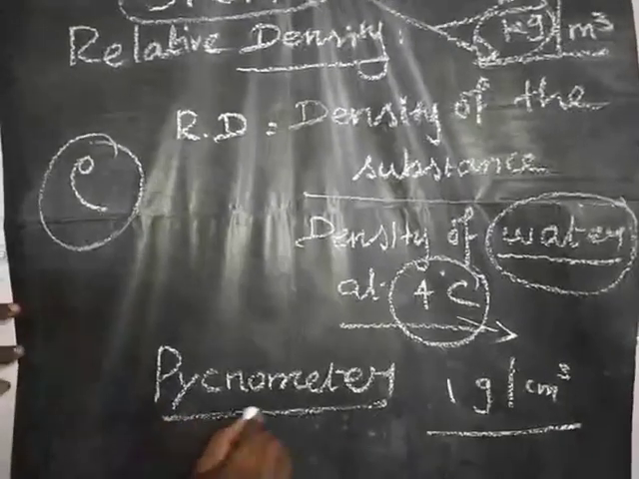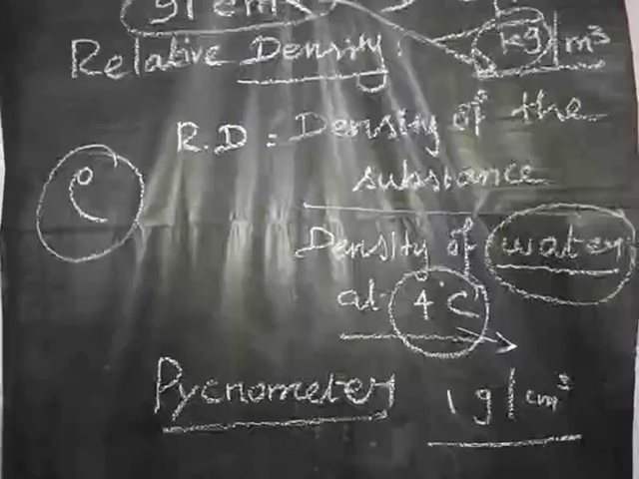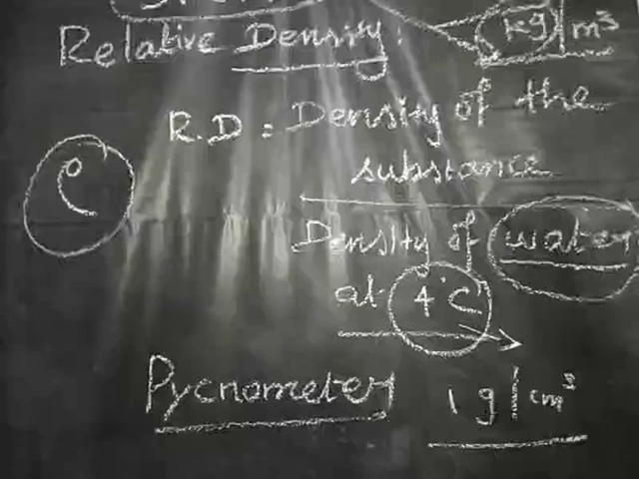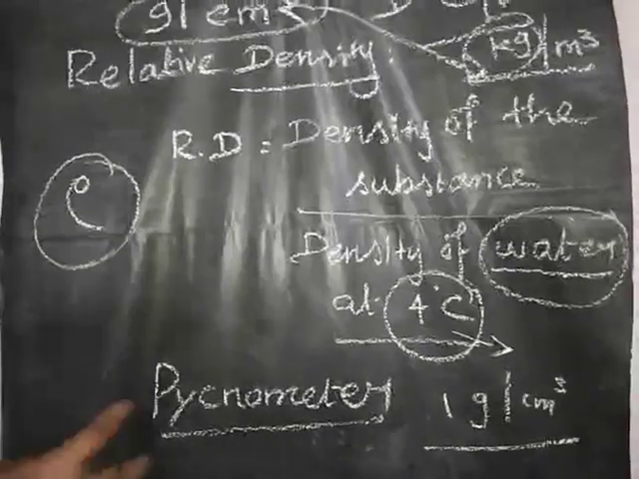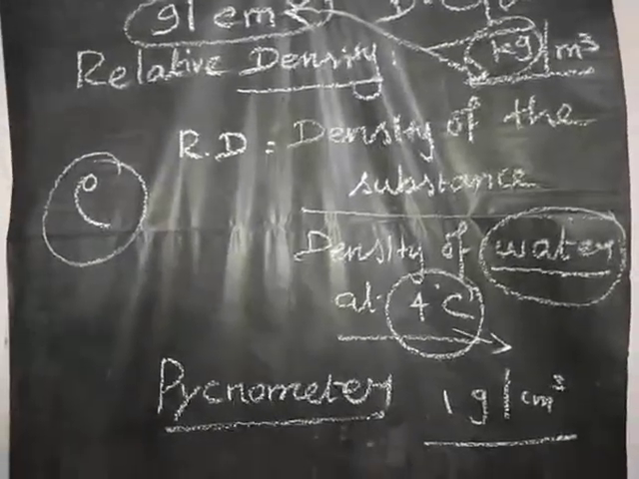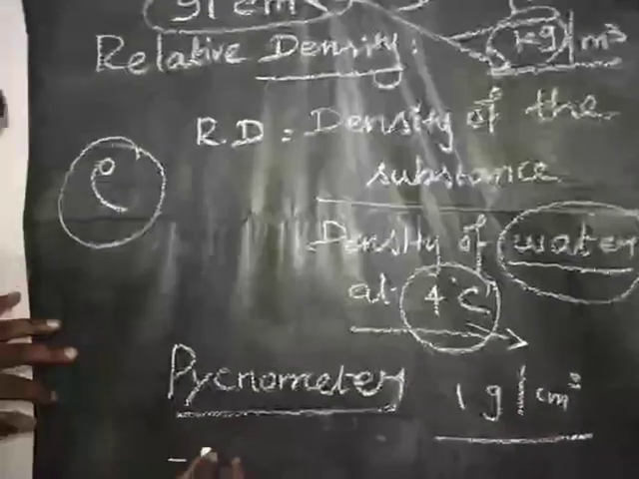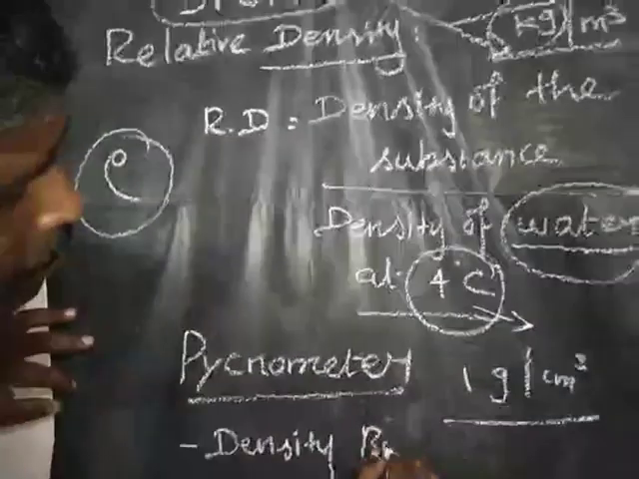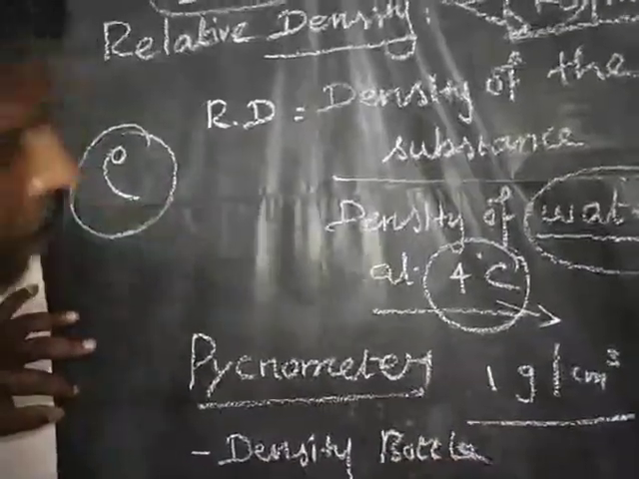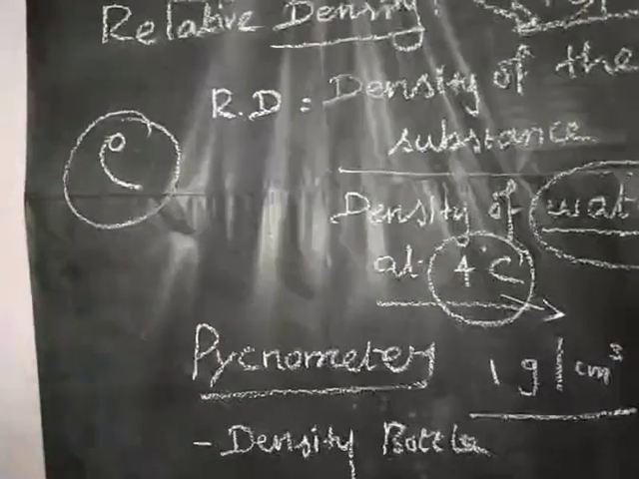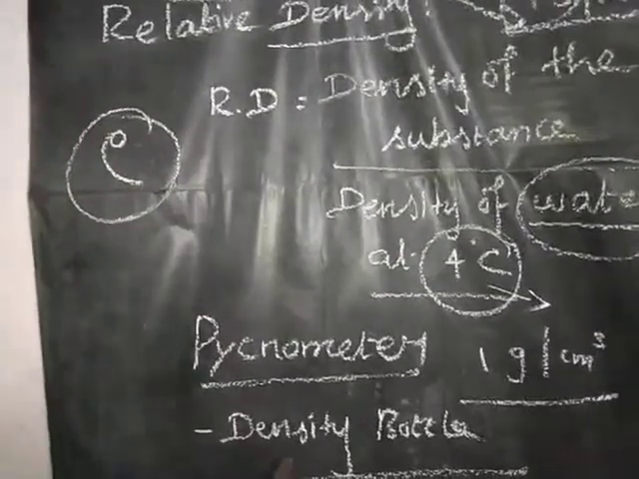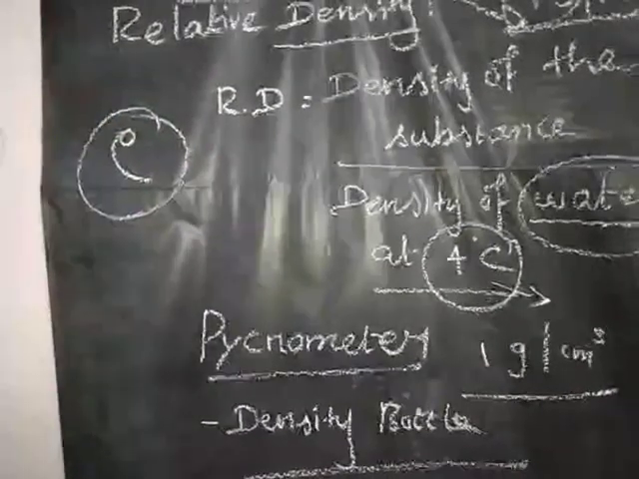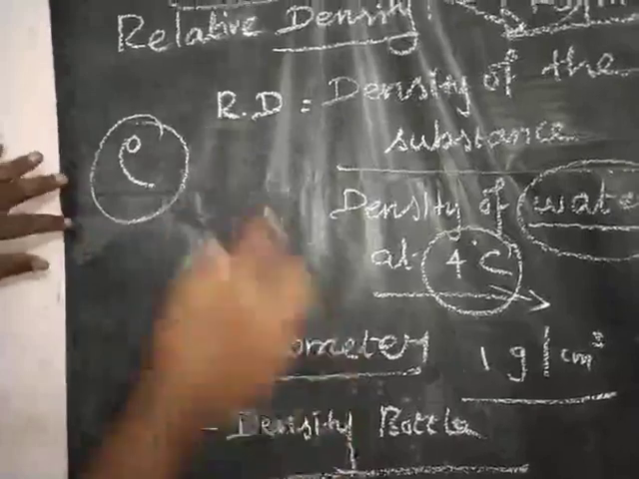Today we are going to start the next topic. How to measure the relative density? The measurement of relative density is done with the help of a picnometer, otherwise known as a density bottle. We will see how to measure the relative density.